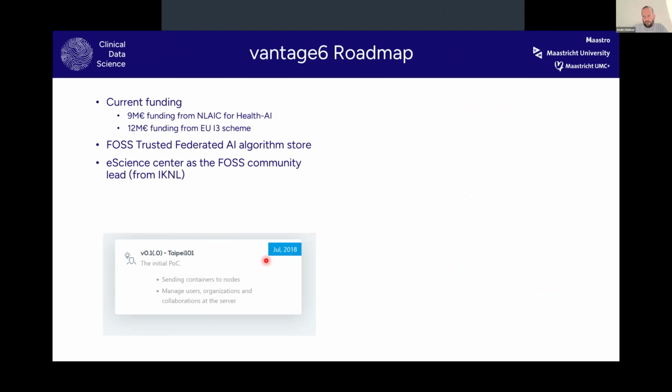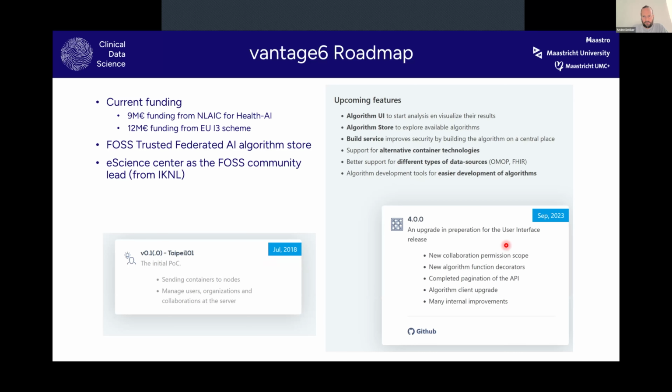In terms of the roadmap, where we're going with Vantage 6, at the moment we're sitting on a bag of funding to go at least for the next 4 or 5 years. So we have plenty of money to work on this. This is version 1, as you say, 2018. This is now the full released version, September.